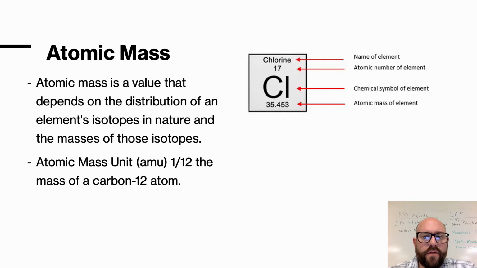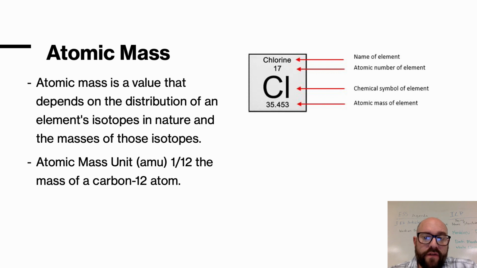There are 4 pieces of information for each element. Atomic mass. Atomic mass is a value that depends on the distribution of an element's isotopes in nature and the masses of those isotopes. The atomic mass unit, AMU, is 1/12 the mass of a carbon atom.